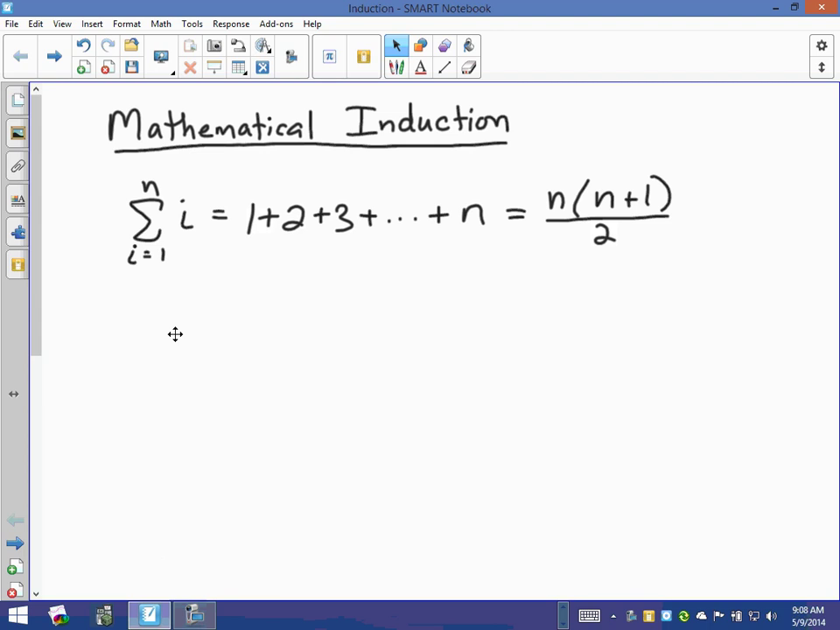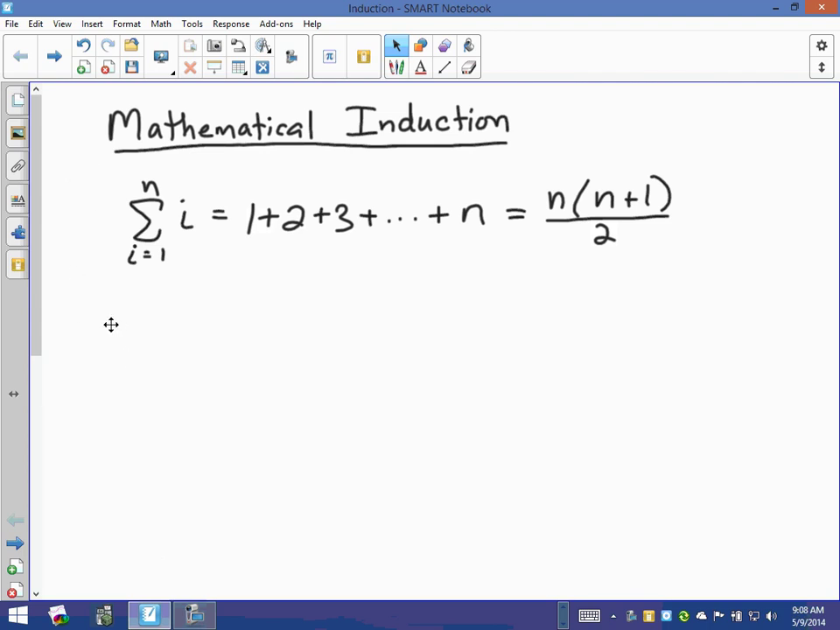We demonstrated it works for the case when n equals 100, but we need to prove it works for all cases. And for that, we want to use mathematical induction. It's a method of proof that is well suited to proving multiple cases, or in this case, an infinite number of cases. And mathematical induction is a two-step process.